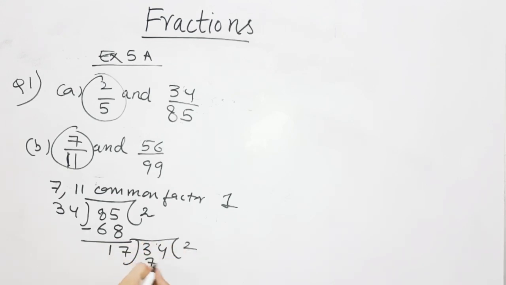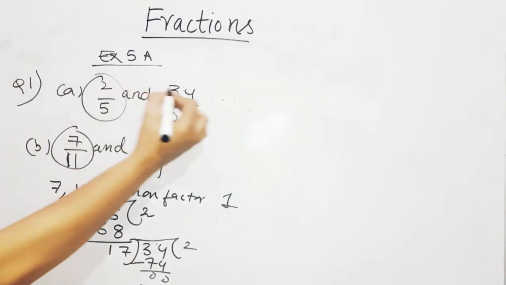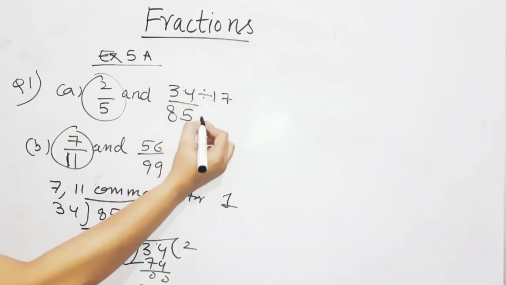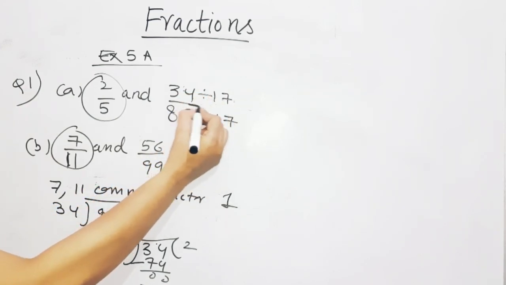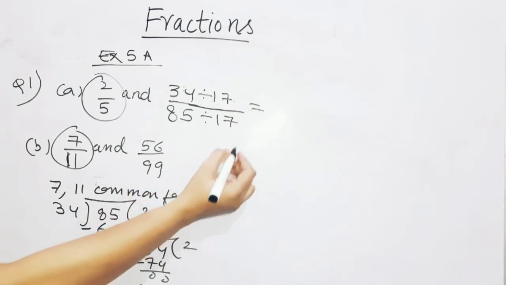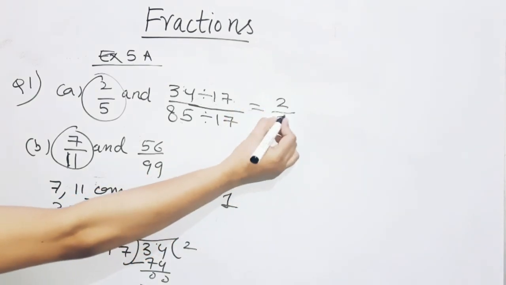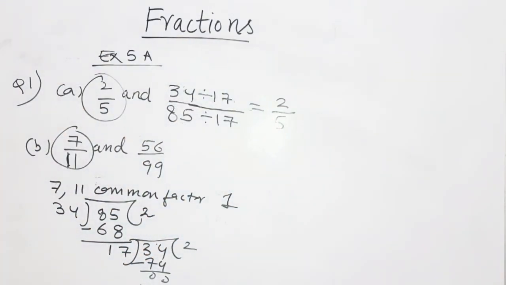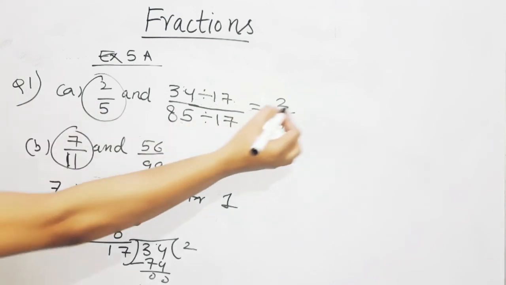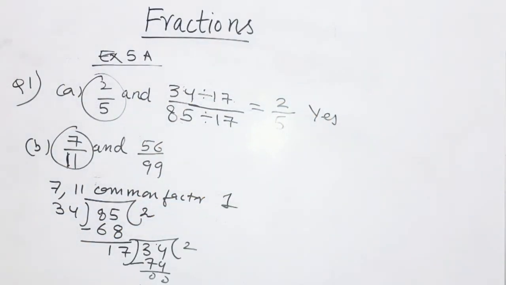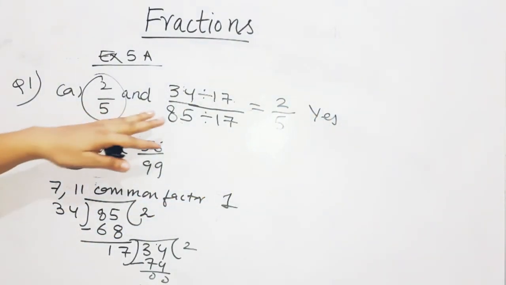17 2s are 34. So the HCF of 34 and 85 is 17. So we are dividing both by 17 in order to reduce it into its simplest form. 17 2s are 34 and 17 5s are 85. Okay, so that means 2 upon 5, 2 upon 5. This is equivalent. So you are going to write yes. You have to do it in your classwork copy.